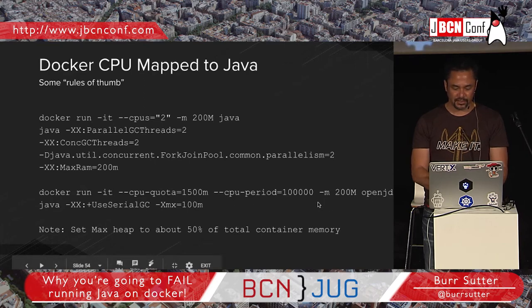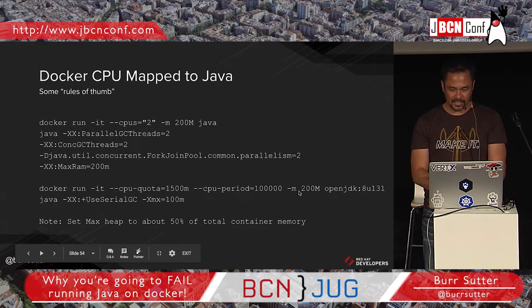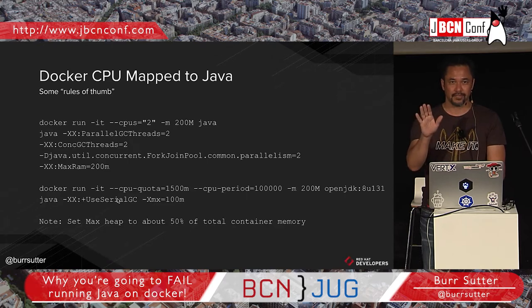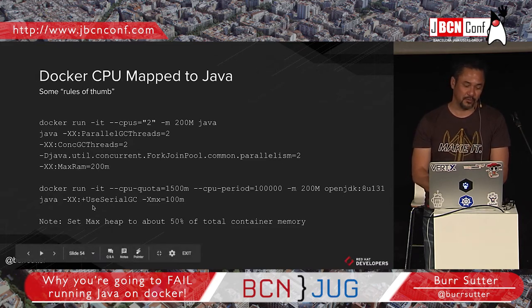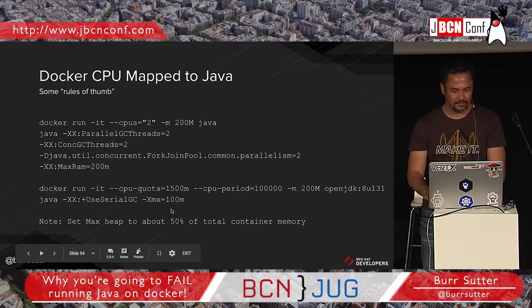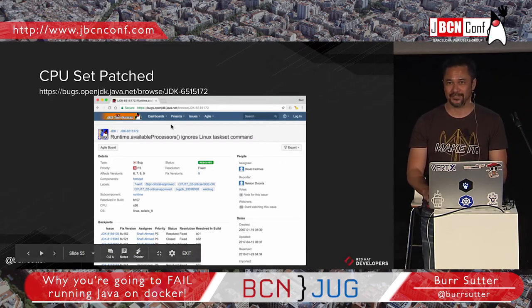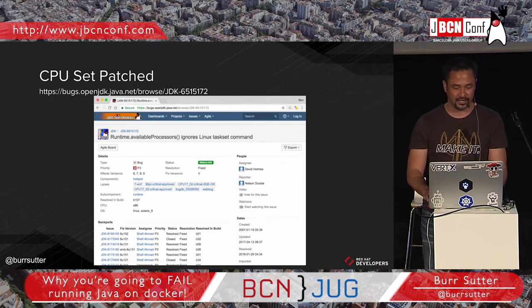Now, if you have this other situation right here, you can kind of see where we have the CPU quota and CPU. That's, again, about one and a half cores. If you're below two, just go with a serial GC, okay? You don't want parallel GC when you don't even have cores to run them on. So in that case, we recommend using the parallel GC. And of course, in this case, I set the heap to approximately half. Again, the CPU set, the pinning of CPUs, was also patched, but Kubernetes is not using it, so you have to think about, do you want to take advantage of that or not?